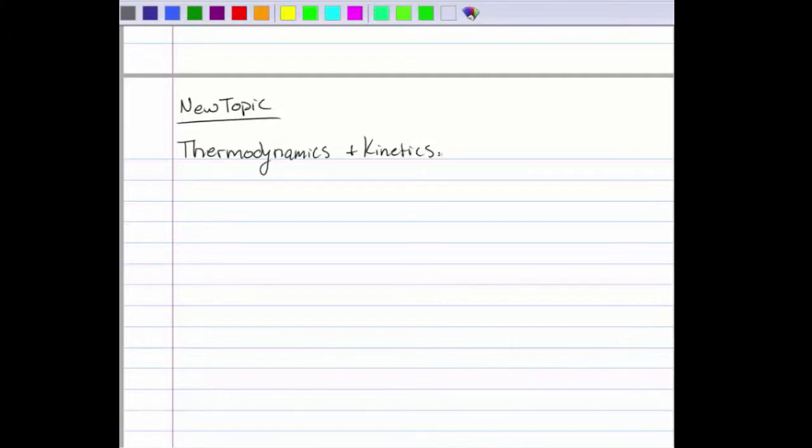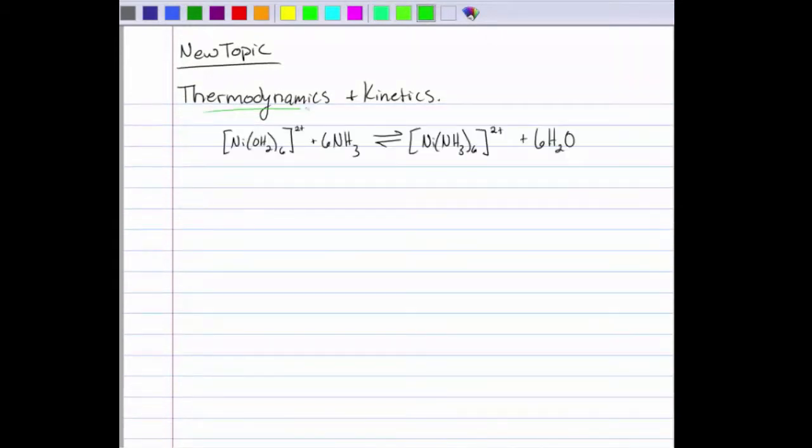So we haven't talked yet about strength of metal-ligand bonds. Thermodynamics is basically just how strong are those metal-ligand bonds. So let's start out talking about thermodynamics, or just equilibrium constant expressions.